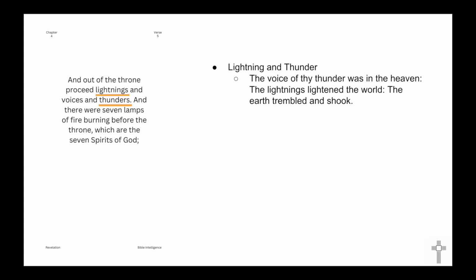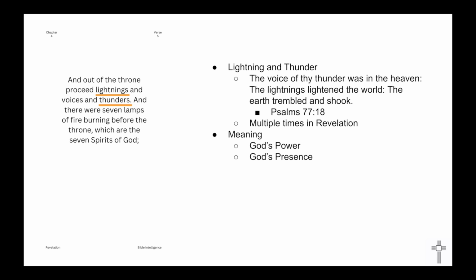So lightning and thunder: "The voice of thy thunder was in the heaven, the lightning lightened the world, the earth trembled and shook." Psalm 77 verse 18. And we'll see multiple times in Revelations this idea of thunder coming about. What does it mean? God's power, God's presence, God's judgment. And even in other cultures, it's kind of seen as the voice of the gods.